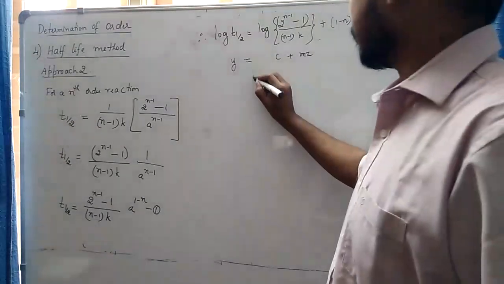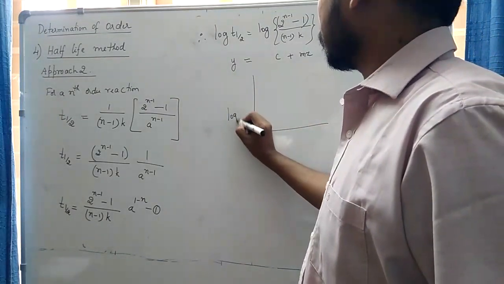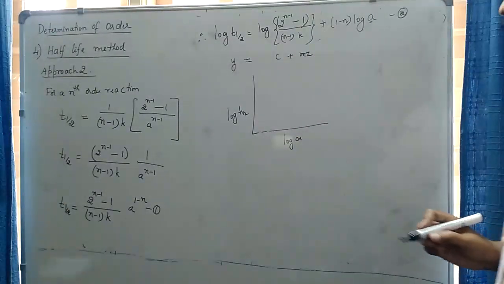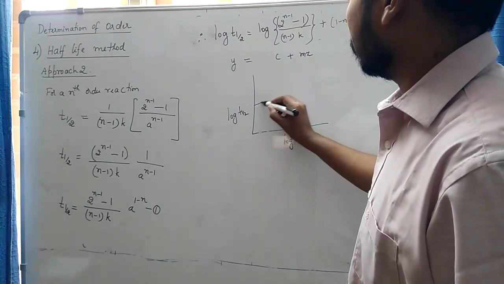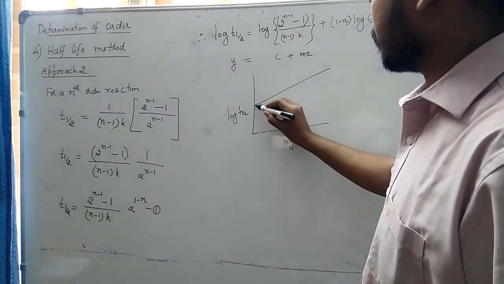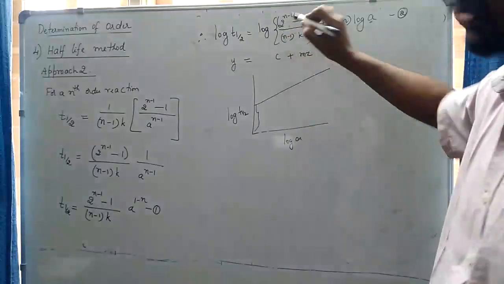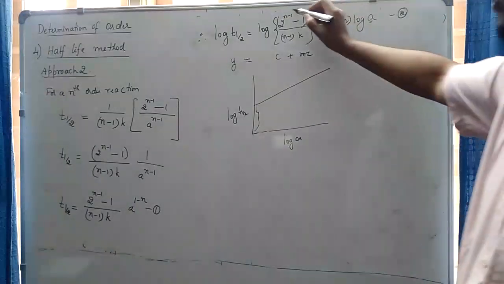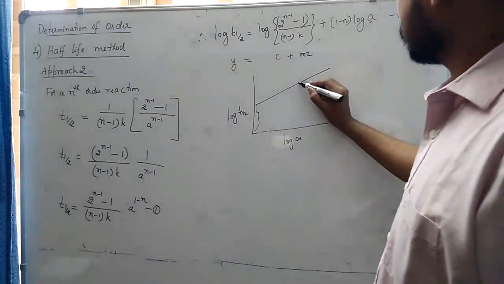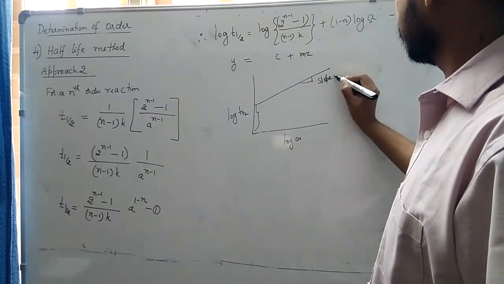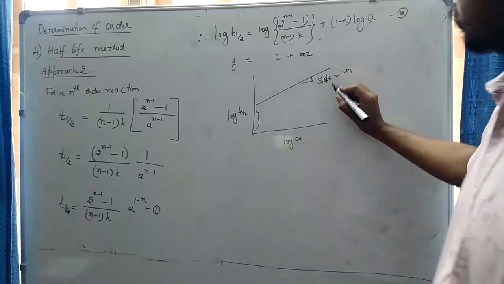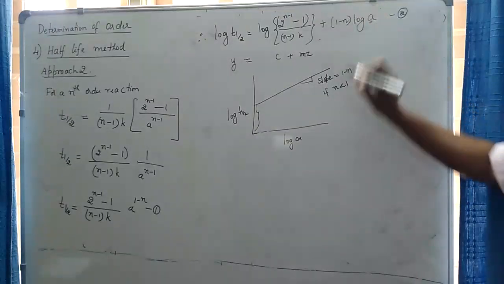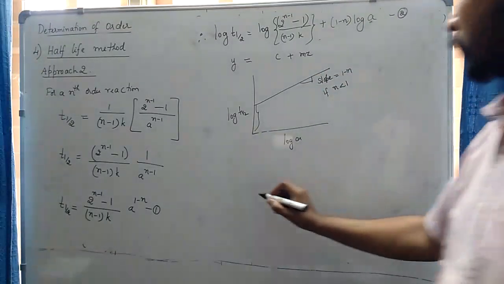Now what you can do is plot a graph of log T half versus log a, and according to this equation it should be a straight line, with an intercept. The intercept is given by this term, and from the intercept you can find out the value of this log term, and the slope is nothing but 1 minus n. You will get a positive slope if n is less than 1, that is, 1 minus n is positive.